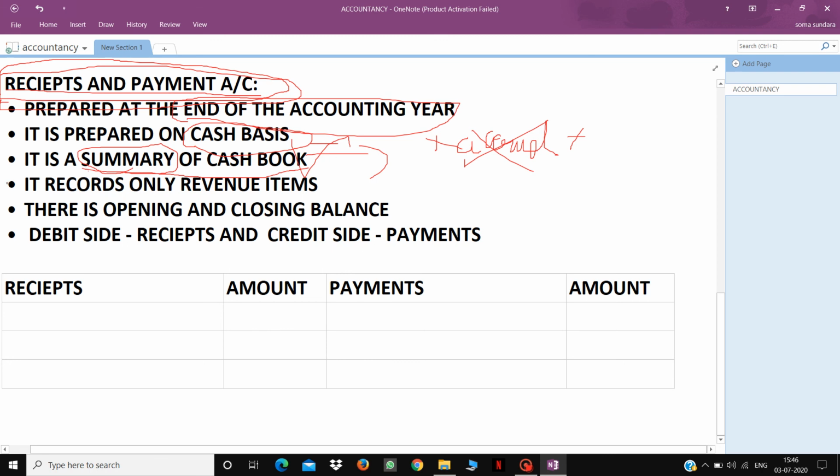Okay, so next, it records only revenue items. What are revenue items? Revenue items are recurring in nature. Recurring in nature means happening again and again. So here in this receipts and payments account, the transactions which happen again and again will be recorded. For example, rent.